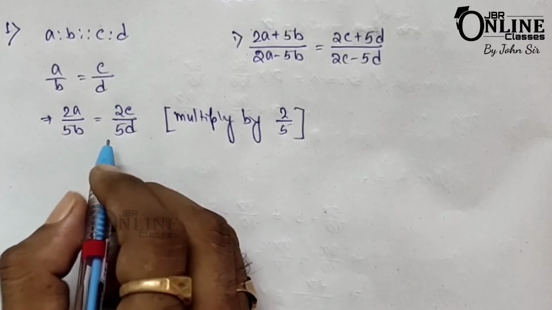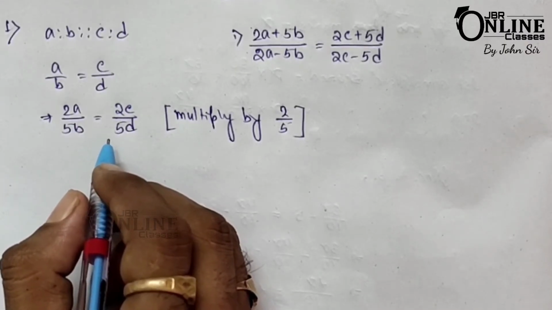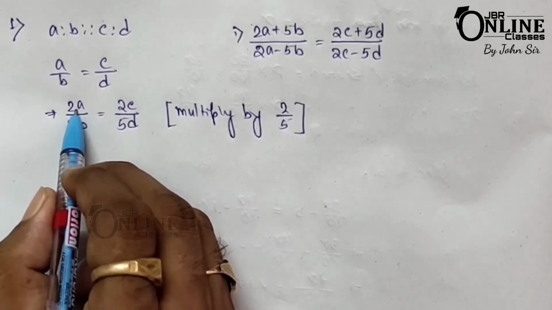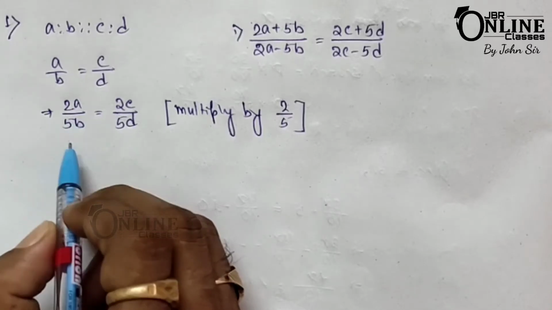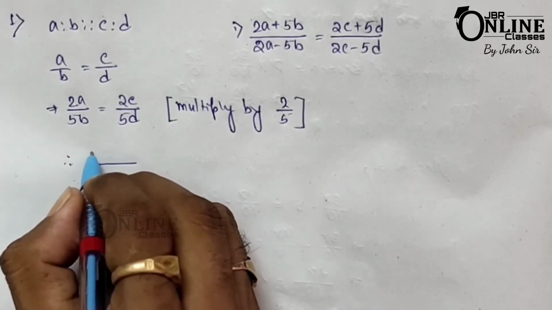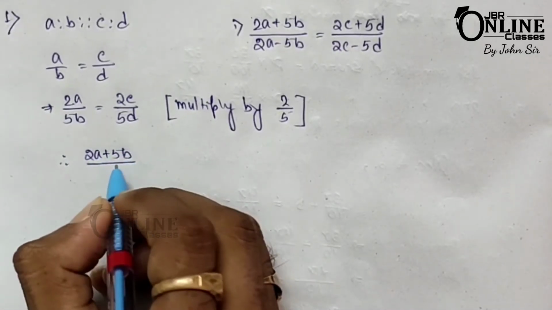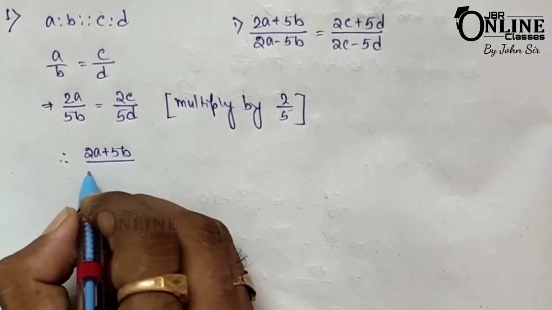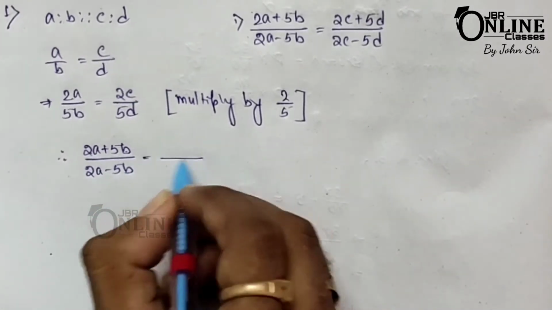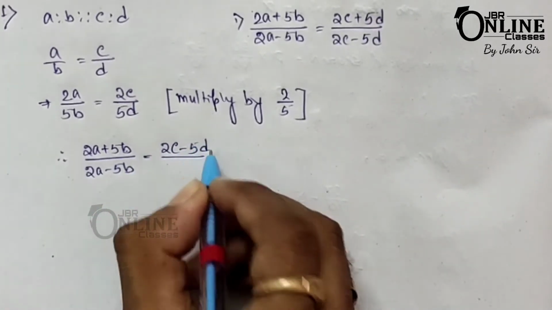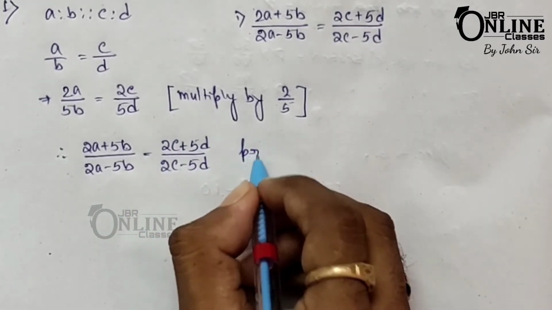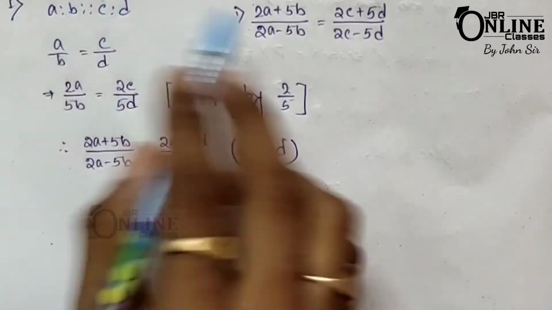Now you can apply here componendo and dividendo formula. So okay, in componendo and dividendo the formula is, you can write down numerator plus denominator and then numerator minus denominator. That means after applying componendo and dividendo formula, it will be 2A plus 5B, numerator plus denominator, and in denominator numerator minus denominator. So 2A minus 5B. So right hand side same thing, 2C plus 5D and here 2C minus 5D. So it's proved.